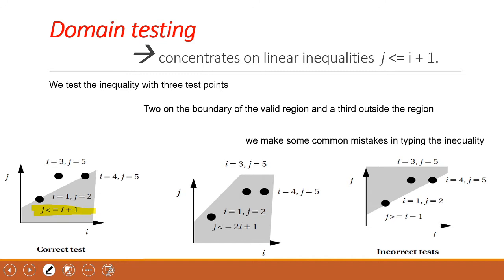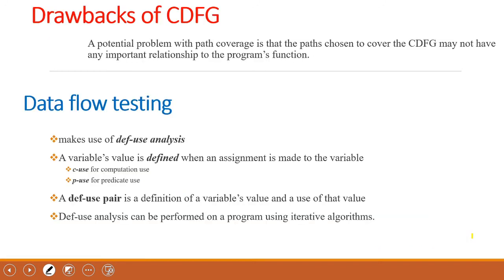If the second error is that he has written 2i plus 1, then the area bounding coverage will be different and the linear inequality will be different, so this will fail. Similarly, here the condition is i is greater than or equal to i minus 1, and at that time also this is false. So by checking using a linear inequality, you can find the syntax mistakes of the programmer.